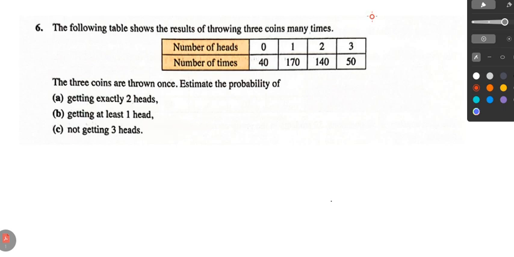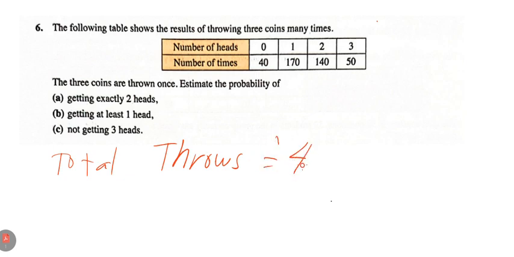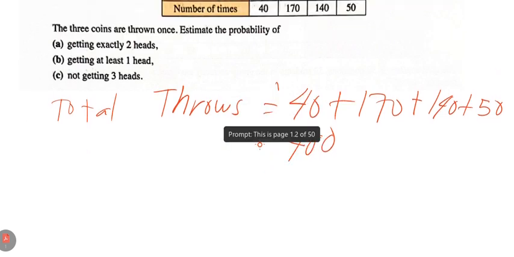Now, to add all of this, let's find out the total throws. So first we have total throws, that is equal to 40 plus 170 plus 140 plus 50. Using our calculators, we can add that, and that is going to be exactly 400. Now, since we have the total throws, let's find out what is being asked.